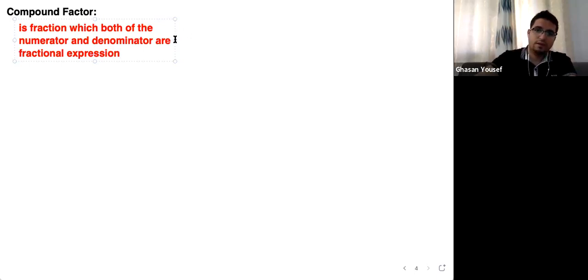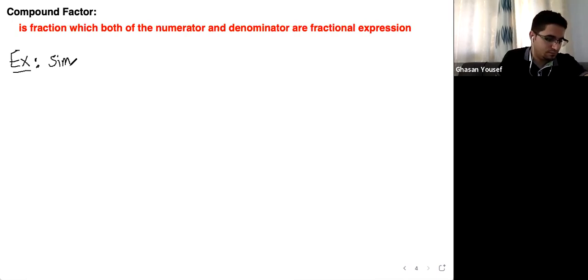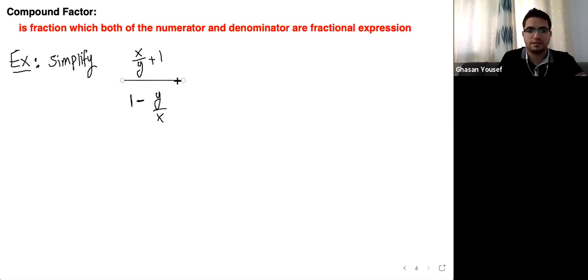Okay, so I'll give an example for what I said here. Suppose the question is to simplify x over y plus 1, and here I have another fraction, 1 minus y over x. So I actually have a fraction over a fraction. So how can we do this?